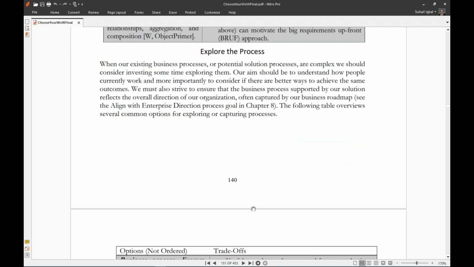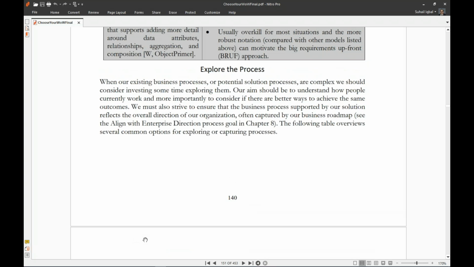Next is explore the process. When our existing business processes or potential solution processes are complex, we should consider investing some time exploring them. Our aim should be to understand how people currently work and, importantly, consider if there are better ways to achieve the same outcome. We must also strive to ensure that the business process supported by our solution reflects the overall direction of our organization, often captured by our business roadmap. See the align with enterprise direction process goal in chapter 8. The following table overviews several common options for exploring and capturing processes.